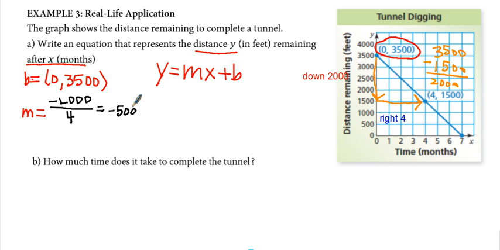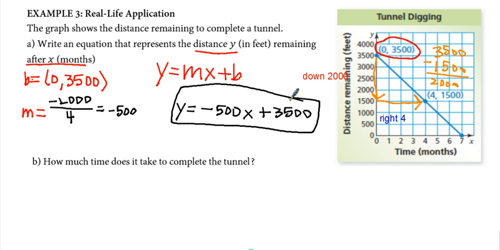So we found our slope and the y-intercept. Then our equation will be y equals negative 500x and the y-intercept 3,500, so positive 3,500. That is going to be our answer. Pretty simple.